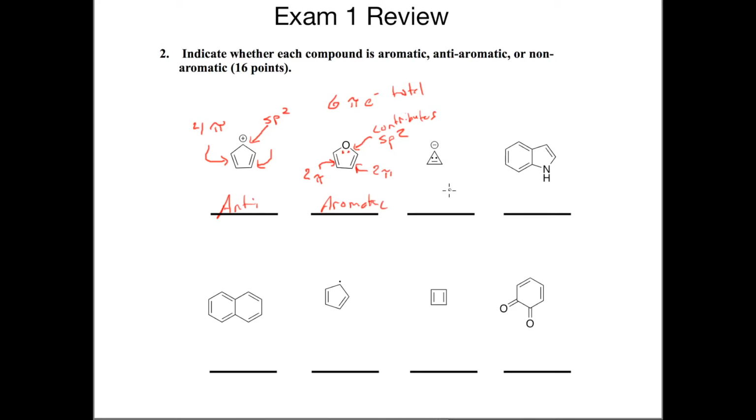The next one I have, again, I have 4 pi electrons. It fits all the rules except for the electron count. And so this one would be anti-aromatic.